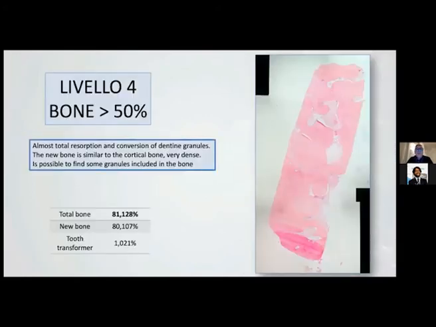And this is level 4. This is the goal when we do this surgery. It is a complete surprise when we find this type of bone, because it is like cortical bone, and the total bone in this example is around 80%. It's very, very rare, only 14% of the cases have this result, but we have it.